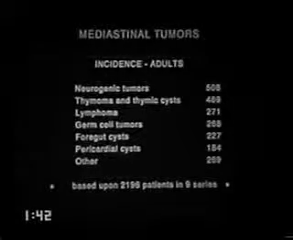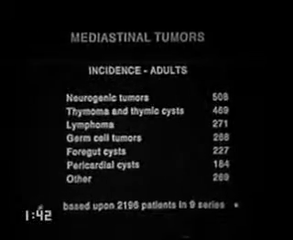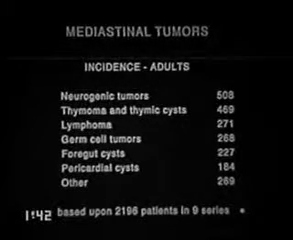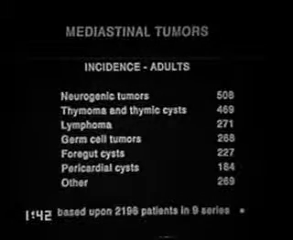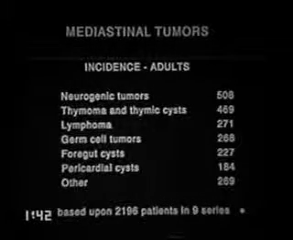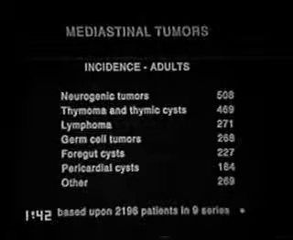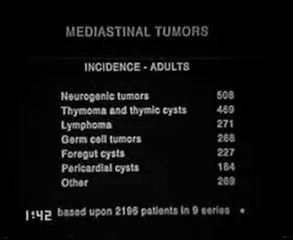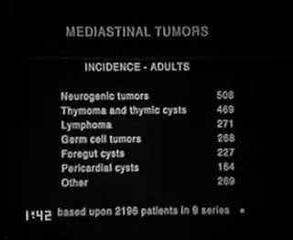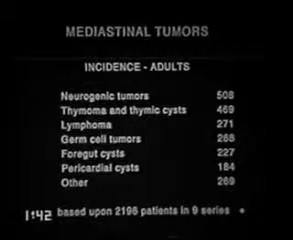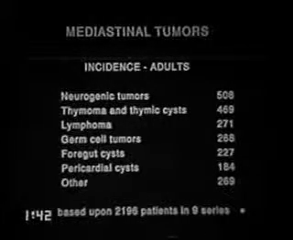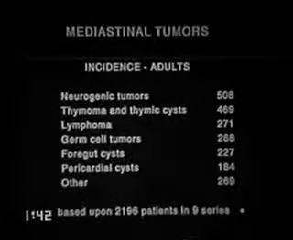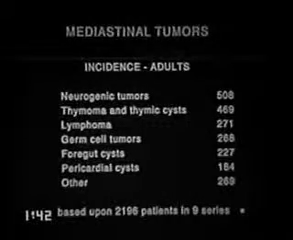In adults, now this is based on just over 2,000 patients in 9 series. This is a cumulative slide. Neurogenic tumors and thymomas or thymic cysts are 1-2. Obviously, at a place like a cancer institute, lymphoma might be more frequent relative to a general hospital, which would have more of this kind of distribution. You can see lymphoma is third in this particular group, with germ cell tumors running closely behind, then foregut cysts and pericardial cysts, as well as other miscellaneous tumors.